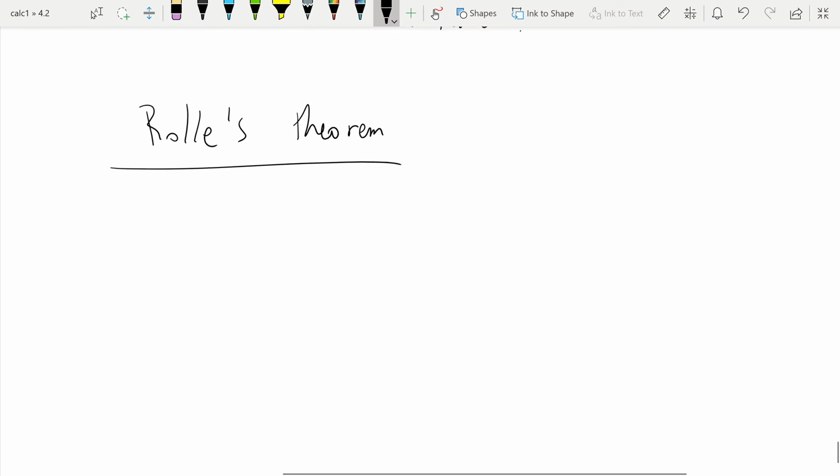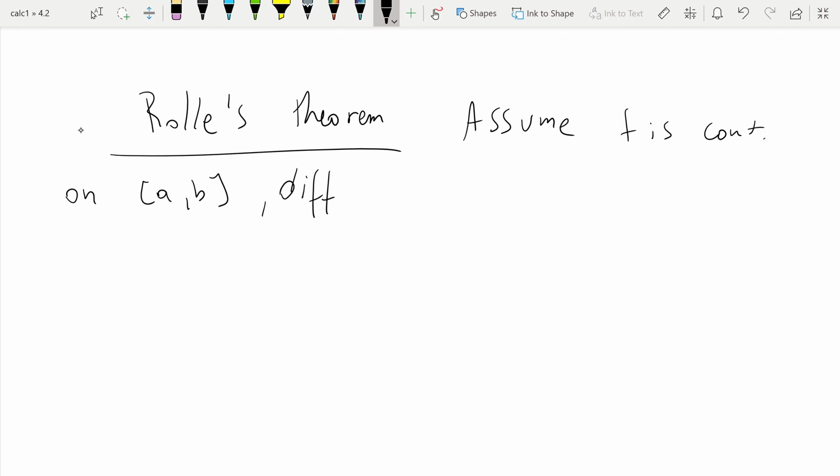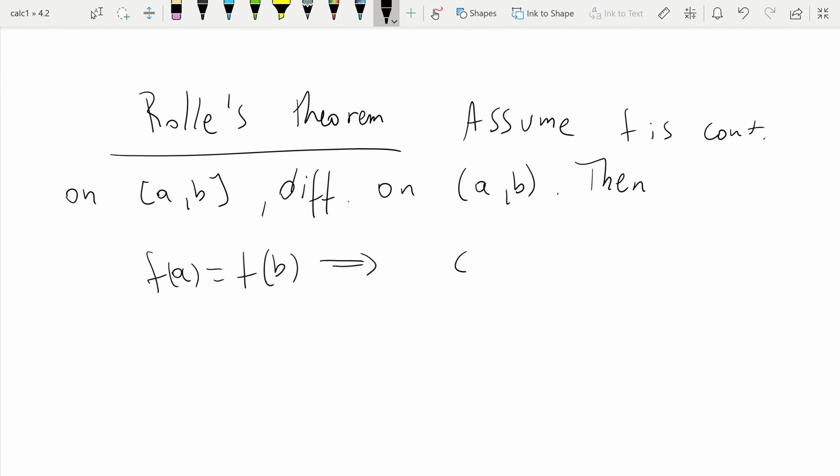So the first thing we need to learn at this point is Rolle's theorem. What does it say? It says that we have a function f which is continuous on [a, b], is differentiable on the open interval (a, b), then we have that if f of a is equal to f of b, then there must be a point in between a and b, so strictly bigger than a, strictly smaller than b, such that f prime at c is equal to zero.